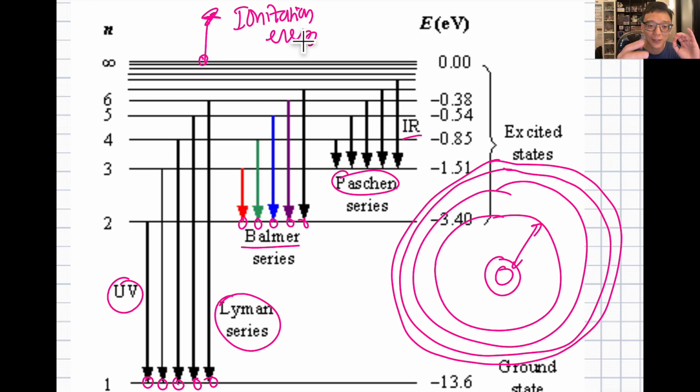But in this case, your electron gets excited to a certain energy level, it goes down, and when it goes down, it releases a certain amount of energy. Depending on the series, it will release UV light, visible light, or infrared.